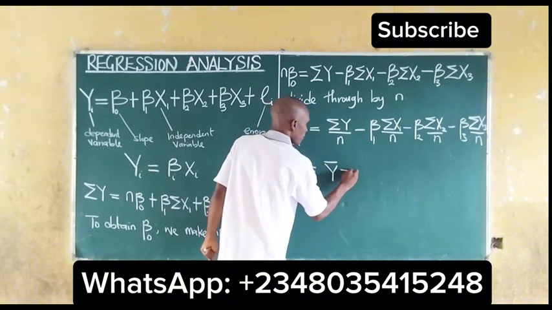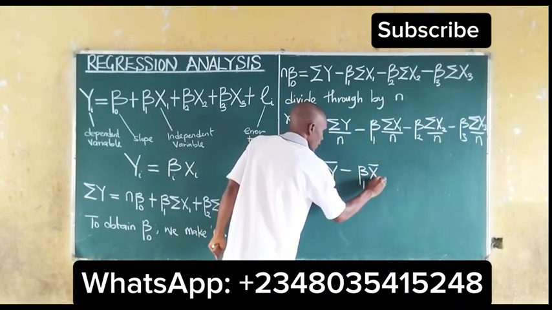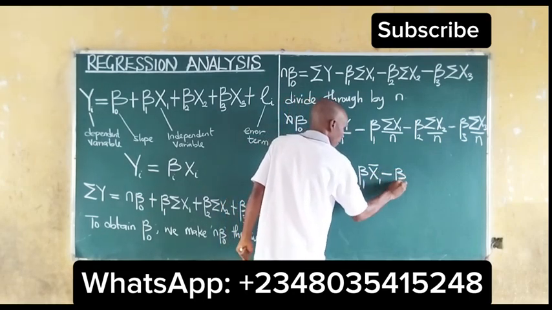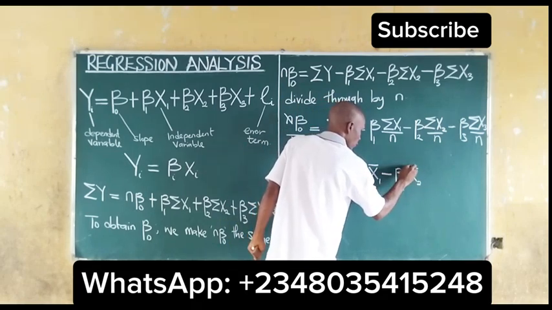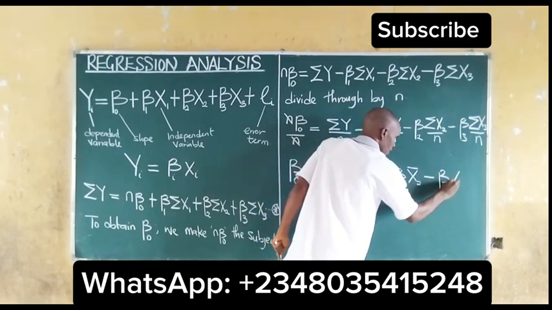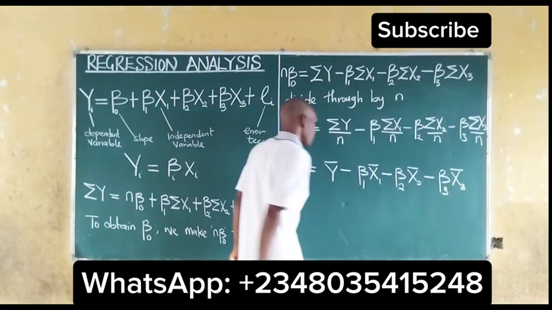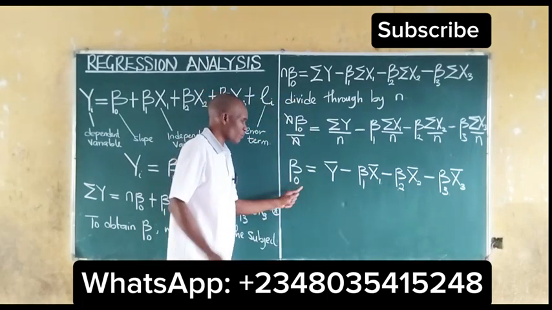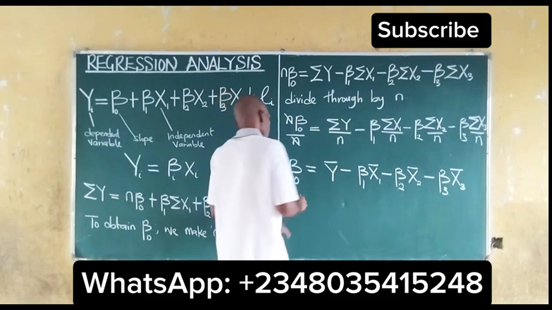the mean of y minus b1 the mean of x1 minus b2 the mean of x2 minus b3 the mean of x3. So this is what we got for our slope, that means b naught. So we succeeded in computing what our b naught is.